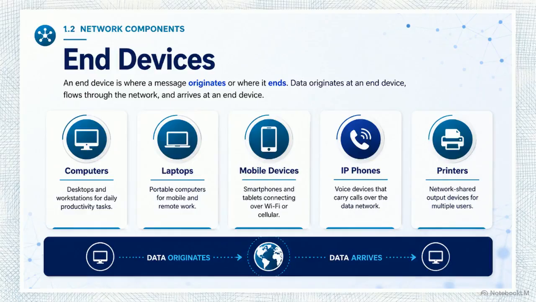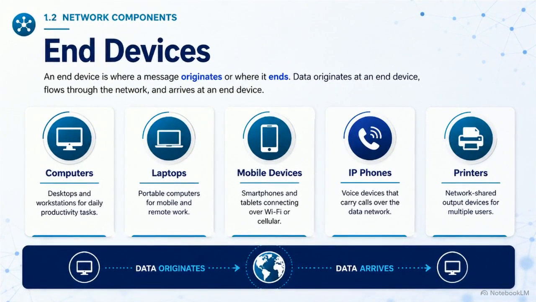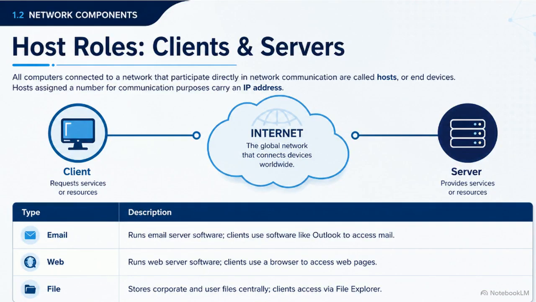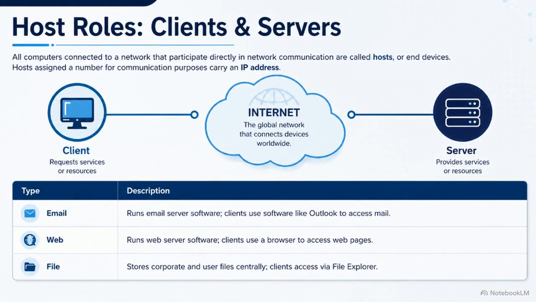This diagram outlines end devices. A message originates here, flows through the network, and arrives at another end device. This category includes desktops, laptops, mobile phones, IP phones, and network printers. Here we see the division of labor at the endpoint level. All these devices carry an IP address to communicate, but take on specific roles. Clients run software to request resources, while servers provide those services, like hosting web pages or storing corporate files.